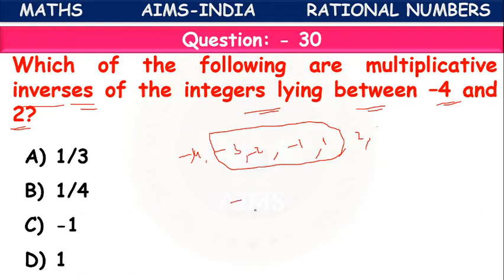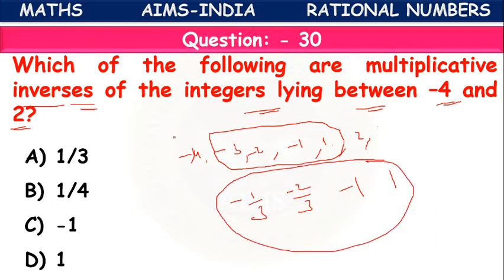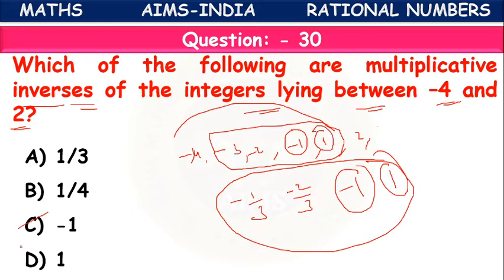So the multiplicative inverse of -3 is -1/3, of -2 is -1/2. For -1, it is -1 only. For 1, it is 1 only. So which multiplicative inverses lie between -4 and 2? -1 is there and 1 is there. So -1 and 1 are the multiplicative inverses lying between -4 and 2. Two options are correct.